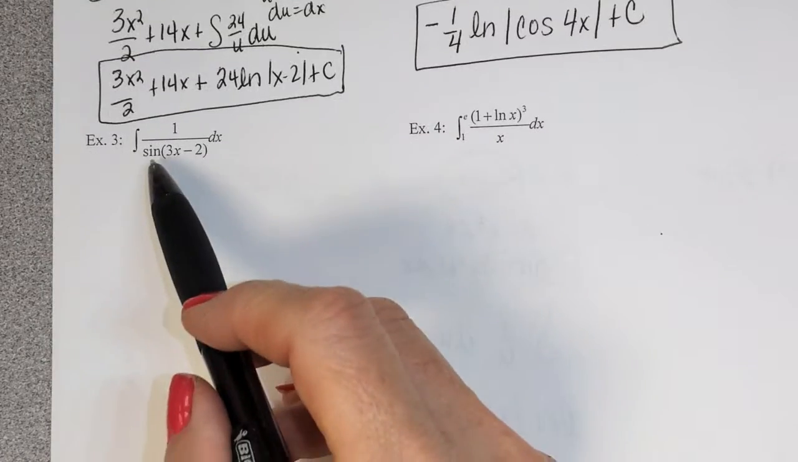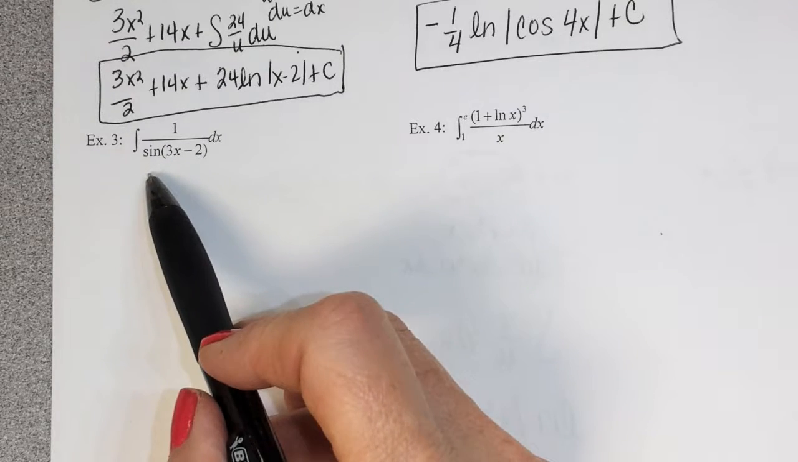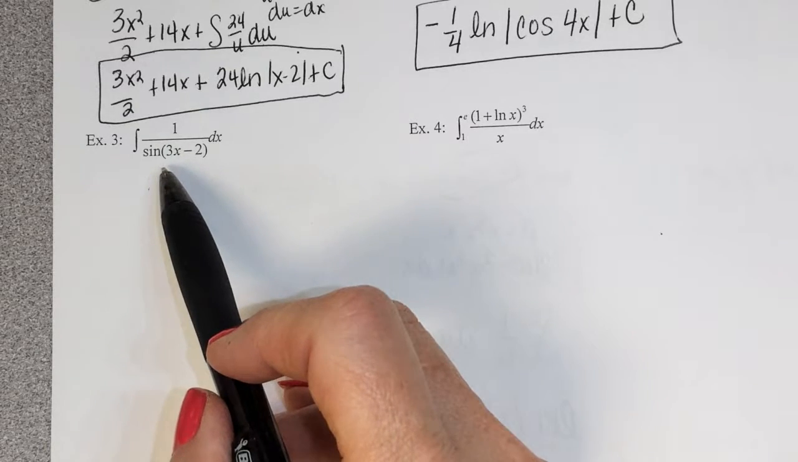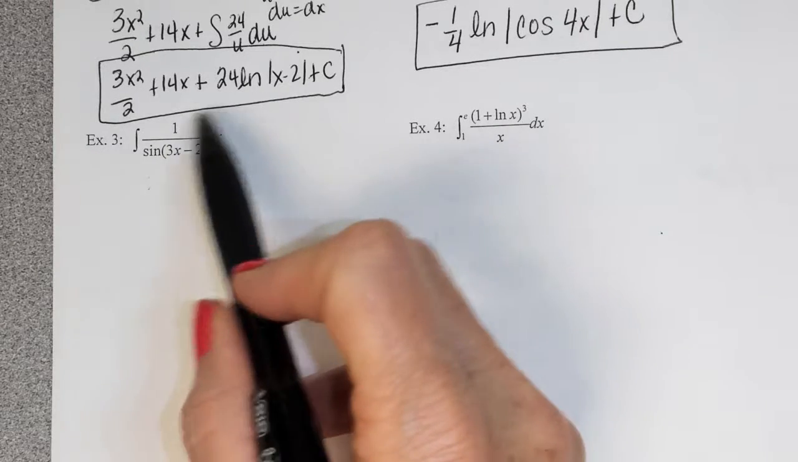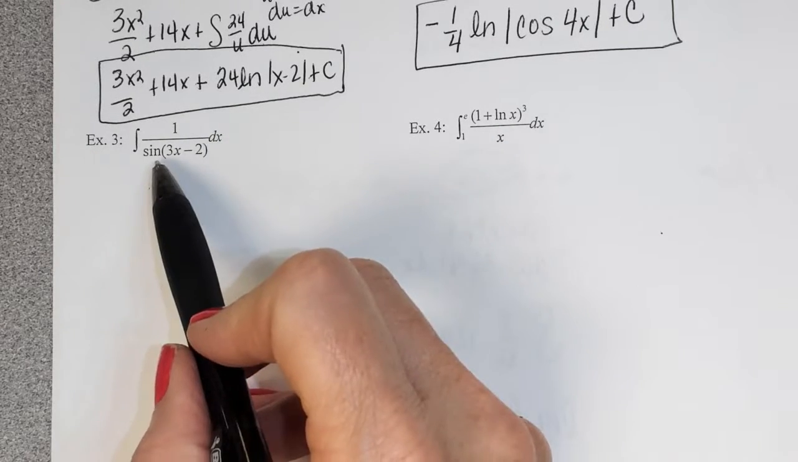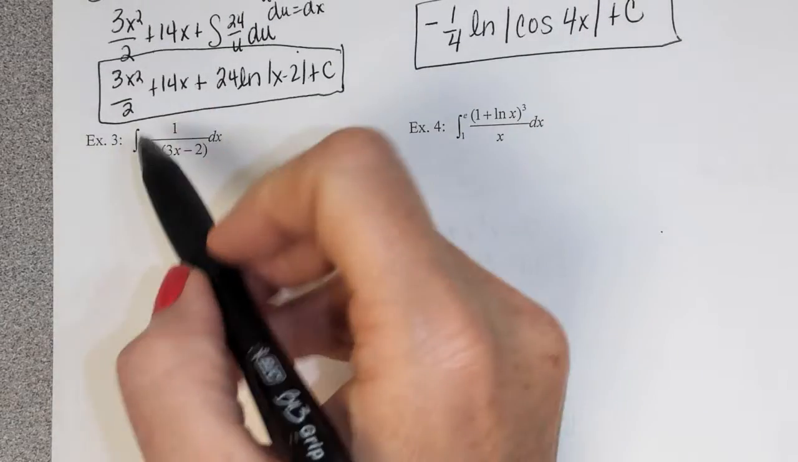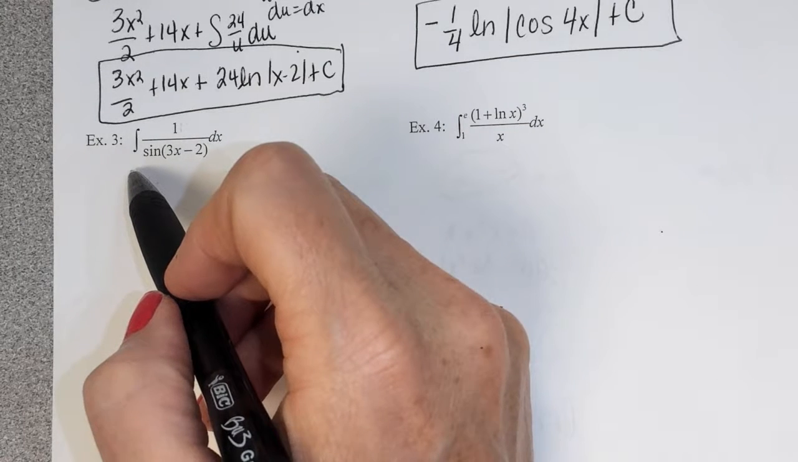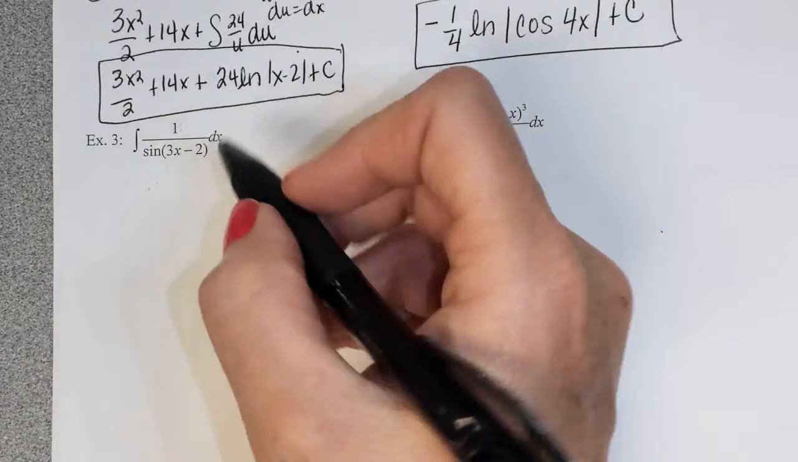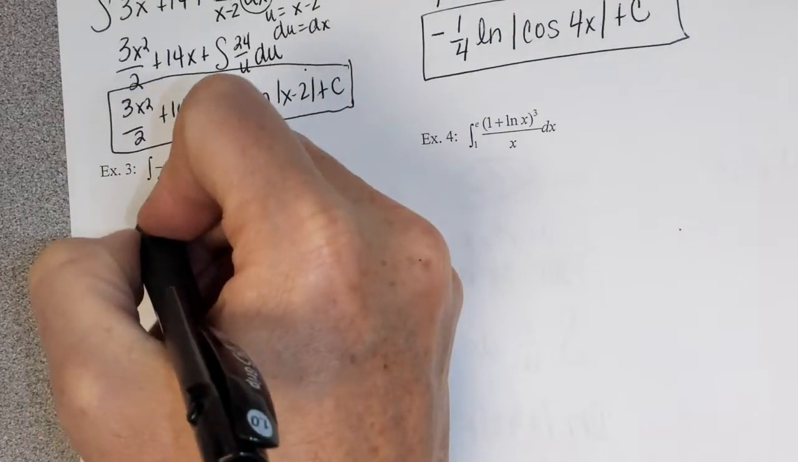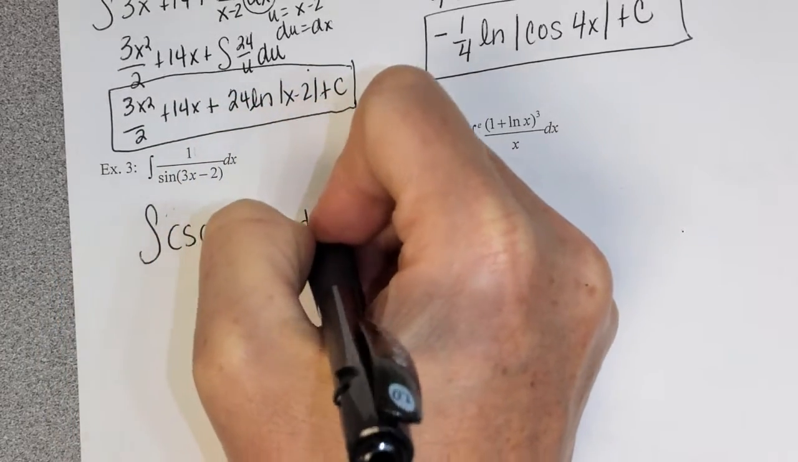All right, for number 3, the first thing that comes to mind on this is a u substitution with u equal to the sine of 3x minus 2. But that's not going to work because the derivative of sine is cosine, and we don't have a cosine in this problem. So doing a u substitution and letting u equal sine is not going to be good. What's another name for 1 over sine, though? Somebody whispered it. Cosecant. So I can rewrite this problem as the integral of cosecant of 3x minus 2 dx.